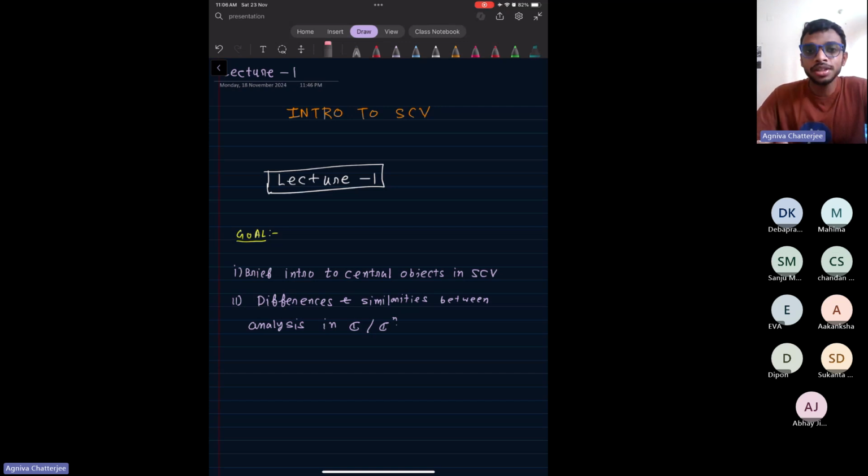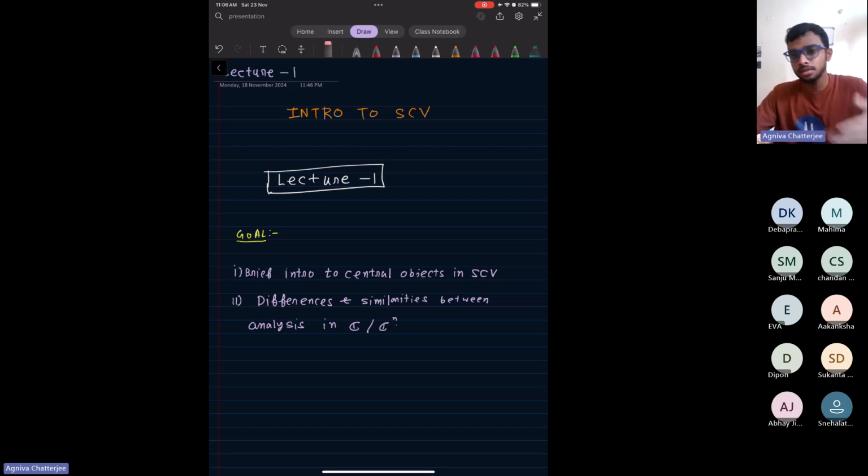So the main goal over here is to just briefly introduce the central objects that play a very important role in several complex variables, and we'll talk about differences and similarities between the analysis of one complex variable, which I hope that everybody has seen. And we'll introduce things in several complex variables slowly.